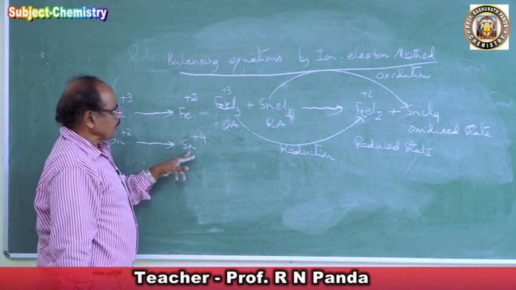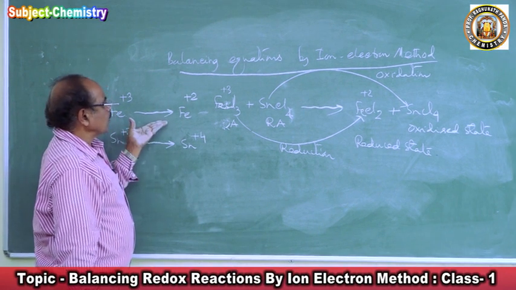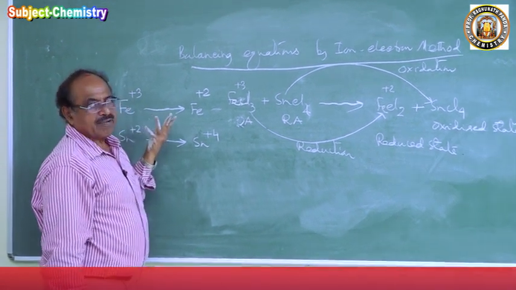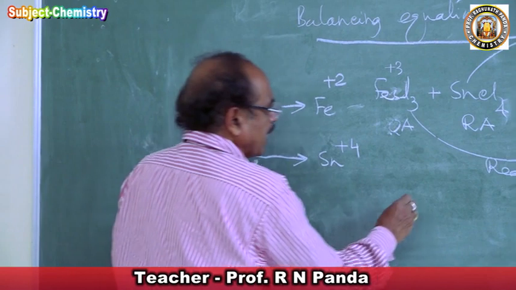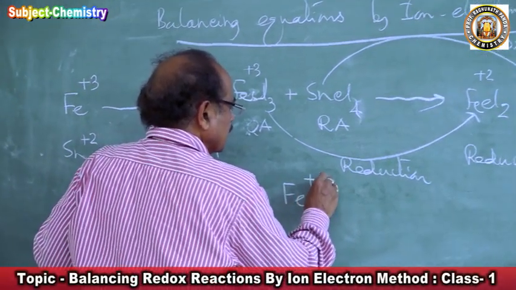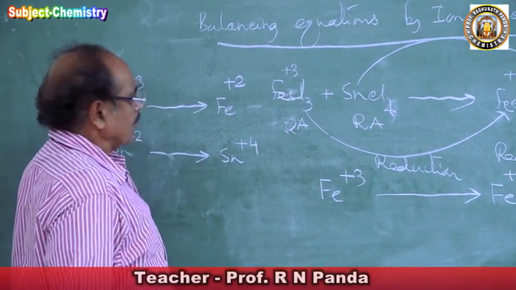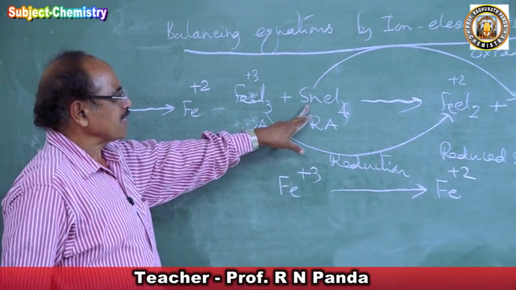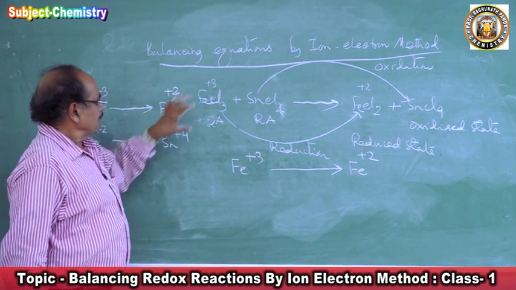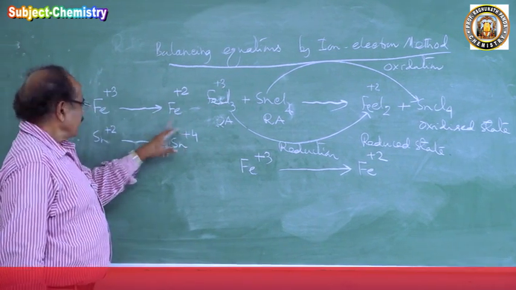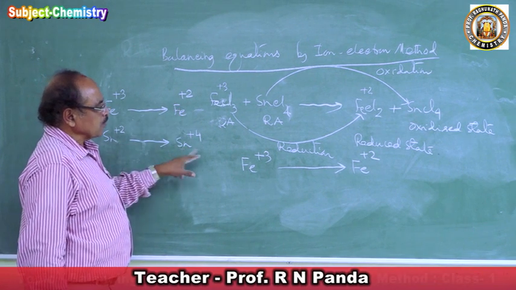The number of electrons lost by stannous will be equal to the number of electrons gained by ferric. So now what will happen here? We will balance this. Ferric is forming ferrous. Ferric chloride is reduced by stannous chloride, which goes to stannic chloride. So this is one reaction: ferric to ferrous. Stannous to stannic is another reaction. This is called a half reaction. So let us balance these.